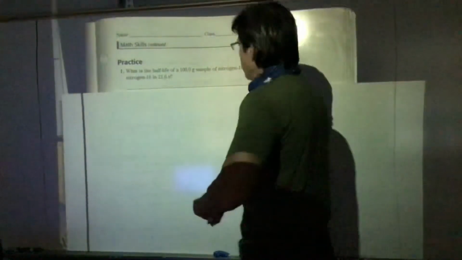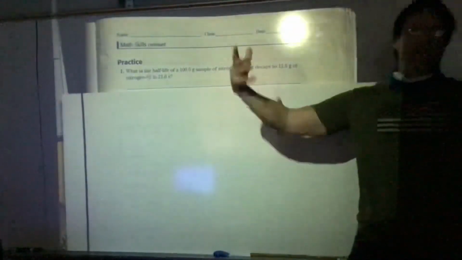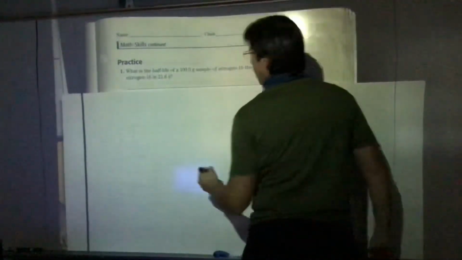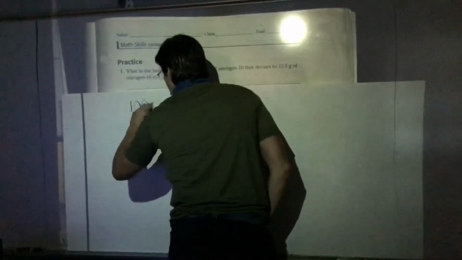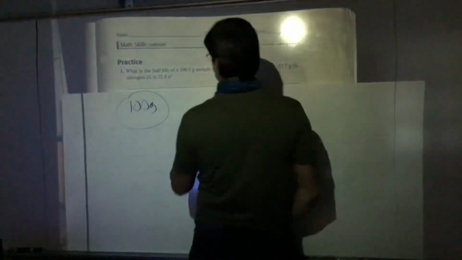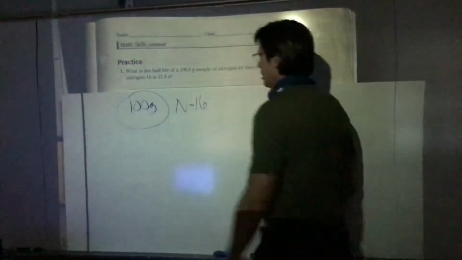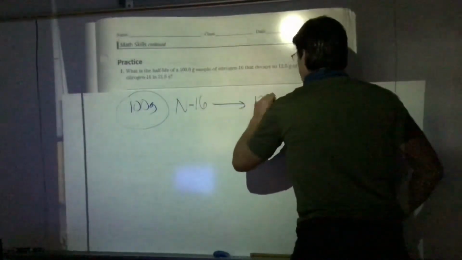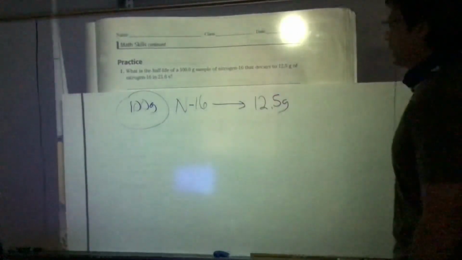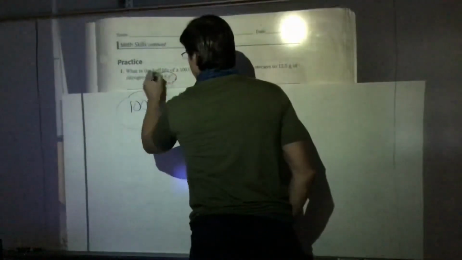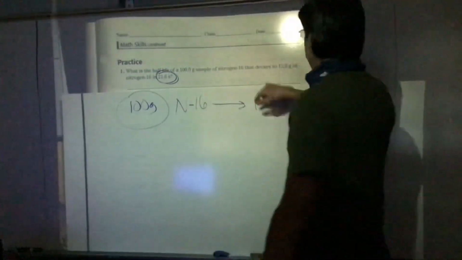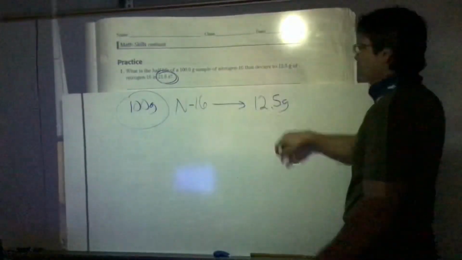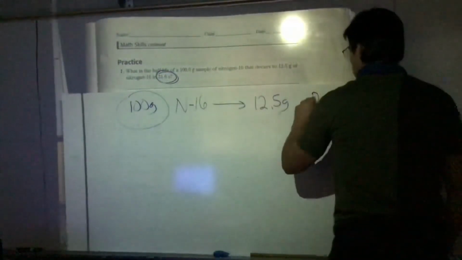All right, so here's a whole different one. Like I said, there are so many different isotopes. Some are better than others, but I'm just giving you random ones. So the given: I have a 100 gram sample of nitrogen 16, N16. That isotope decayed, broke down all the way to 12.5 grams of the nitrogen 16, and it did this in a total of 21.6 seconds.